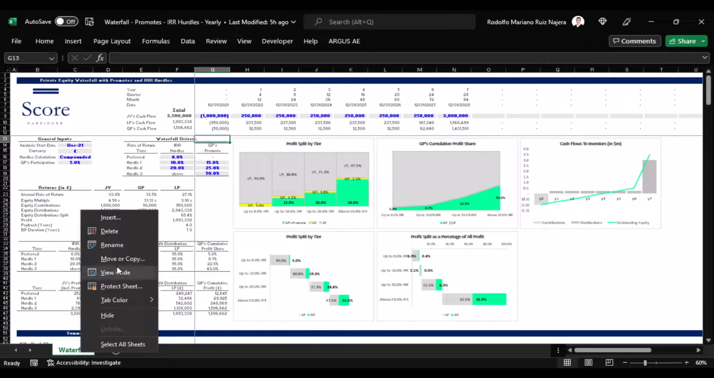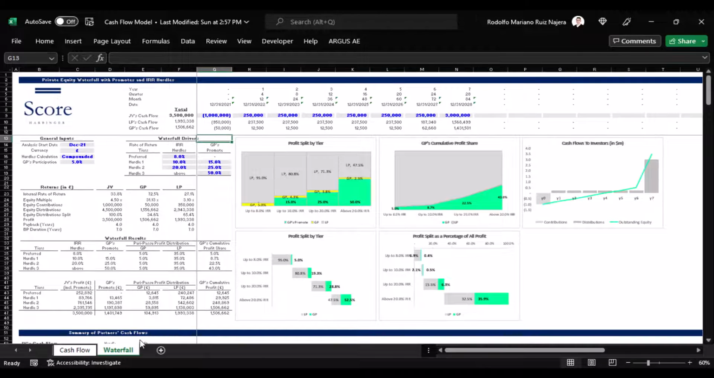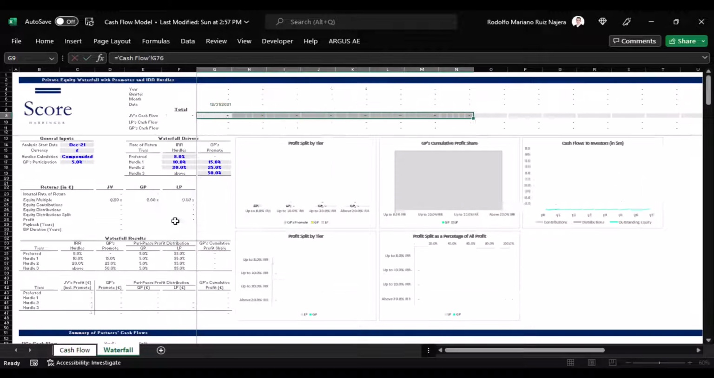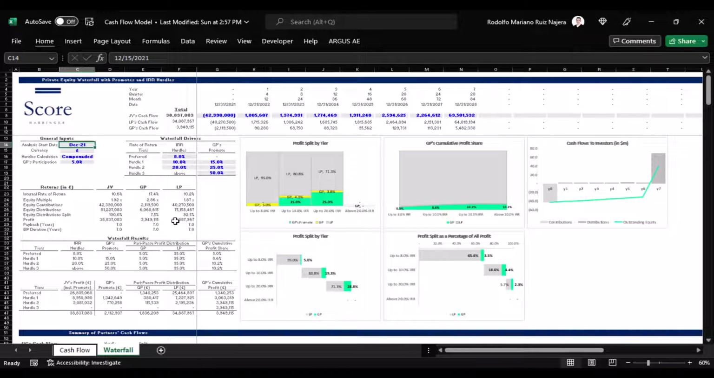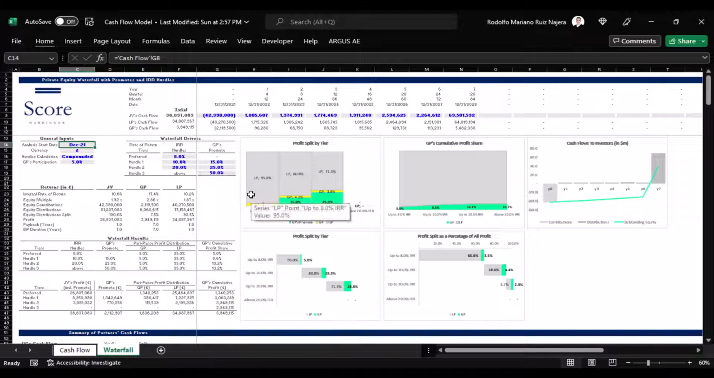So what we do is we copy our promotes waterfall model worksheet into the workbook of our cash flow model. Next, we link the free cash flow to equity into the waterfall model. And we make our timelines match by linking the analysis start date from our cash flow model to our promotes waterfall model. We define our currency symbol as well as our hurdles calculation methodology.